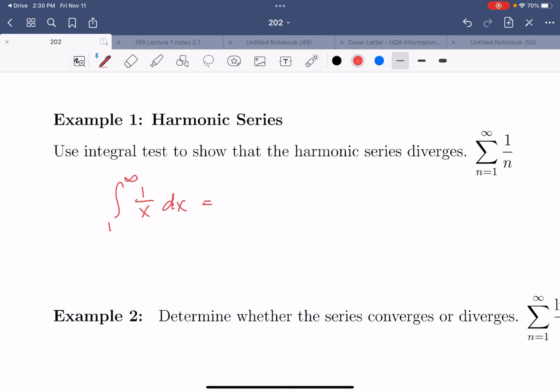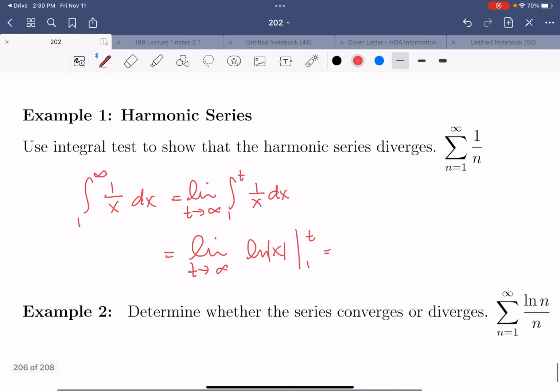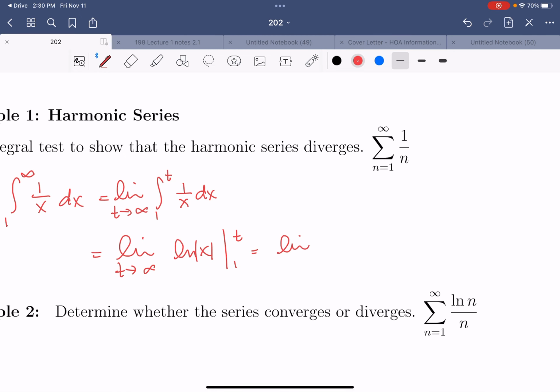Okay, this is an improper integral, so we're going to replace the infinity with a t and take the limit as t goes to infinity. And so it's the limit as t goes to infinity of the integral from 1 to t of 1 over x dx. But this is just the limit as t goes to infinity of the natural log of x, absolute value, although I don't need it because these are all positive, from 1 to t. And that's the limit as t goes to infinity of natural log of t minus the natural log of 1.